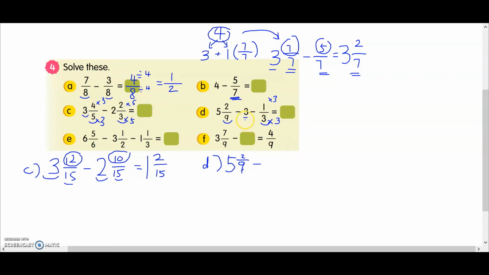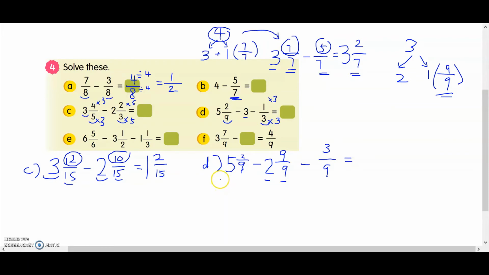Okay, the second one is 3, right? 3, so I break it into 2 and 1. Now this 1 we change to 9 over 9 because everybody is 9, so we change to 9 over 9. So 3 becomes 2 and 9 over 9. Okay, this is 2, this is 1. So 2 plus 1 is 3. And then the third one, 3 times 3 is 9. 1 times 3 is 3.